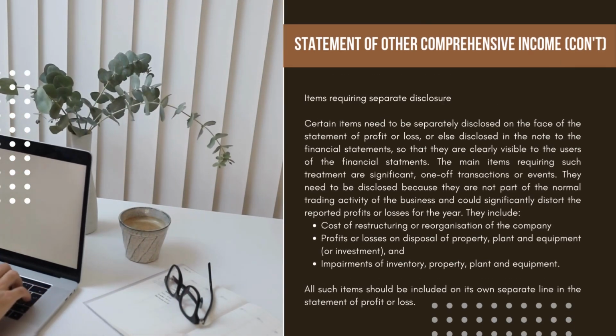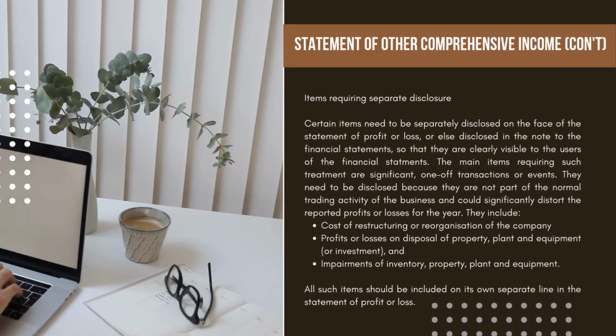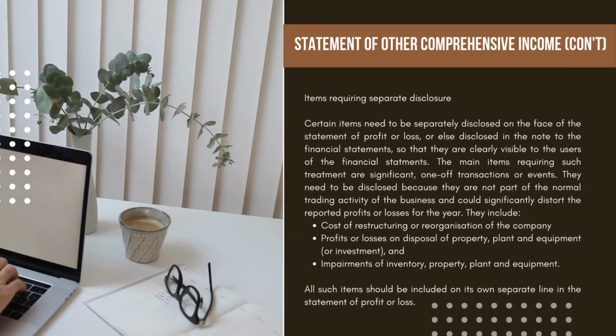Items requiring separate disclosure. Certain items need to be separately disclosed on the face of the statement of profit or loss, or else disclosed in the note to the financial statements, so that they are clearly visible to the user of the financial statements. The main items requiring such treatment are significant one-off transactions or events. They need to be disclosed because they are not part of the normal trading activity of the business and could significantly distort the reported profit or loss for the year.